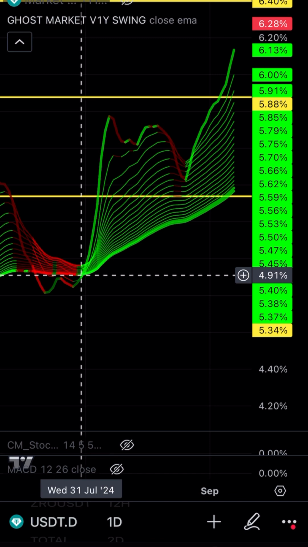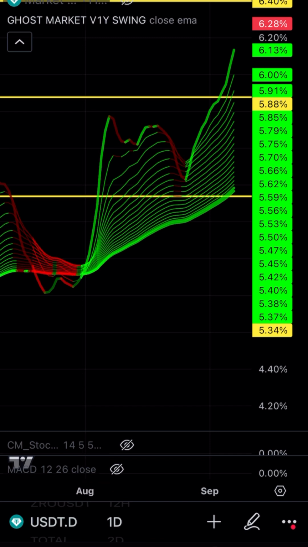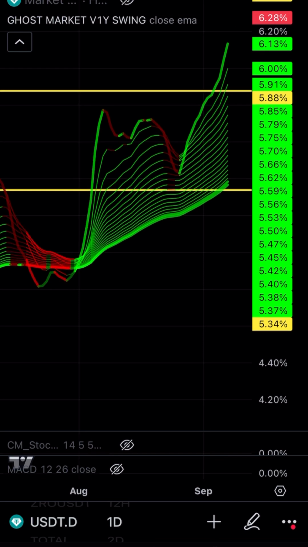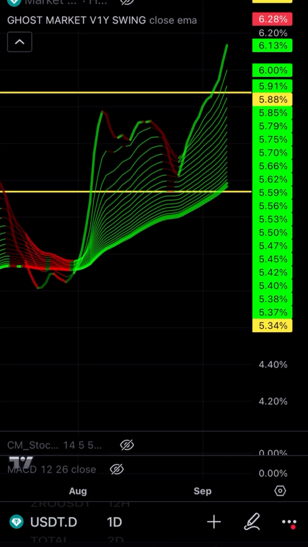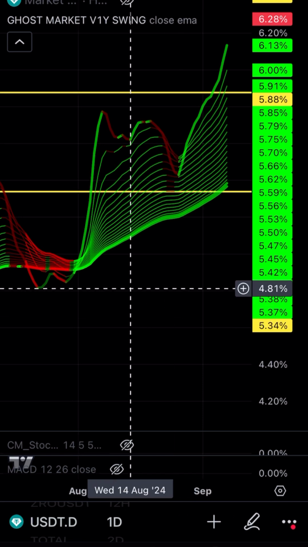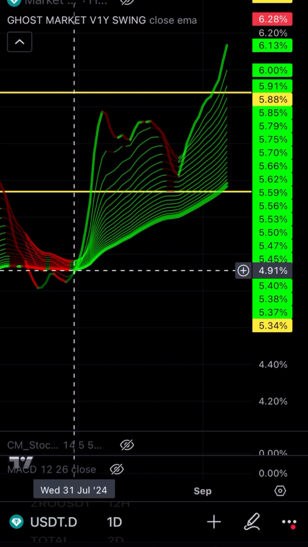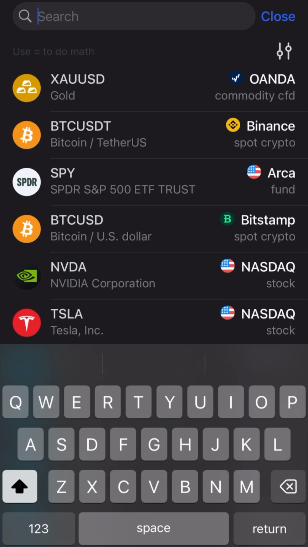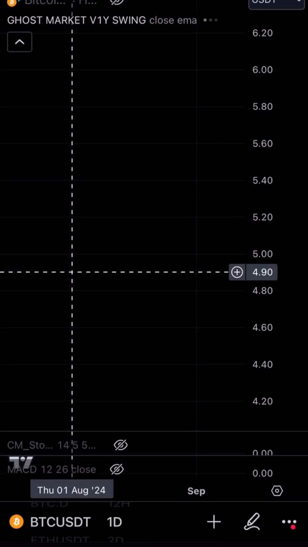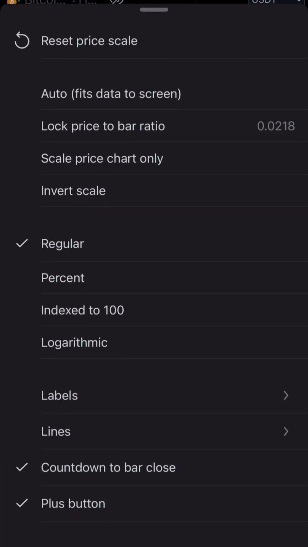And this moment, we're going to take note of this. This was July 31st. So we're going to take a note of July 31st with Bitcoin, and we're going to see if it has done the opposite of what's happening here with the USDT dominance. So real quickly, we're going to go and look at July 31st and see if it's the opposite of Bitcoin.